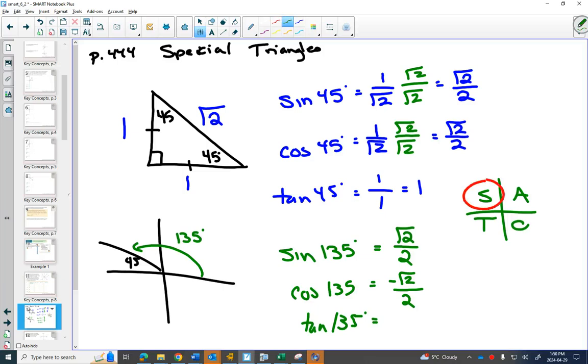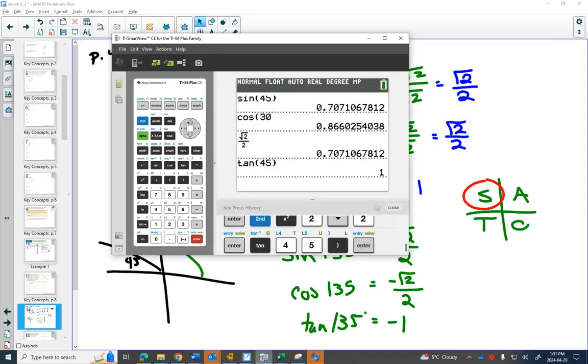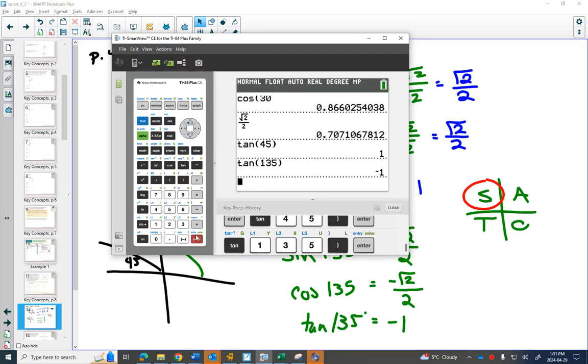And what will tan of 135 degrees be? A negative 1. Same as tan of 45. But the CAST rule says it's negative. Sure enough, let's just check. Tan 135. Yes, negative 1.